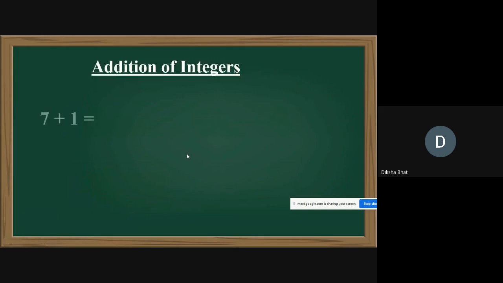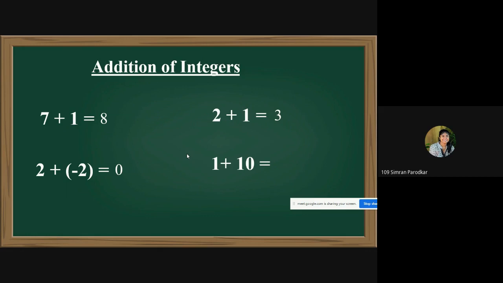Now let's add these integers. 7 plus 1. 8. Correct. Others also answer. 2 plus negative 2. 0. Yes, correct. 2 plus 1. 3. Very good. 1 plus 10. 11. Yes, correct.